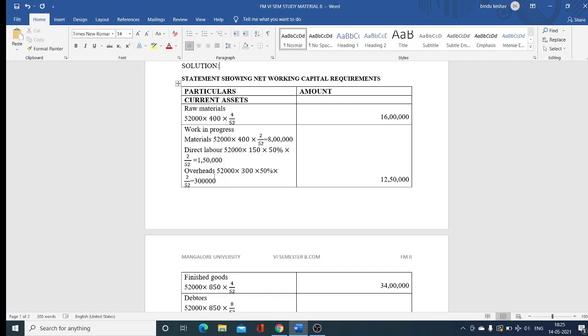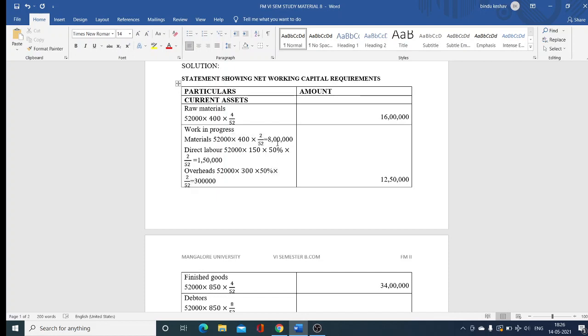And the next one is overheads. Even in case of overheads, we are taking only 50% of the overheads. So 52,000 into 300 into 50%, which means we are taking only 150 rupees. 52,000 into 300 into 50% into 2 by 52, which is equal to 3 lakh.